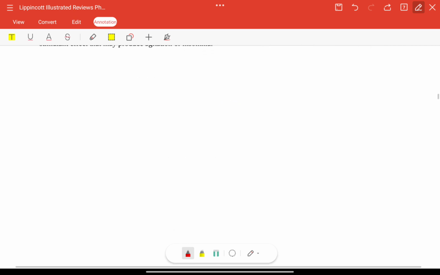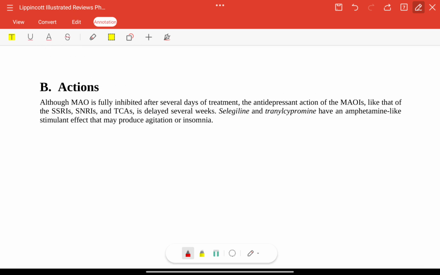Now, their actions. They require several days of treatment, like that of other SSRI, SNRI and TCA, several weeks. Selegiline and tranylcypromine have amphetamine-like stimulant activity and produce agitation or insomnia.